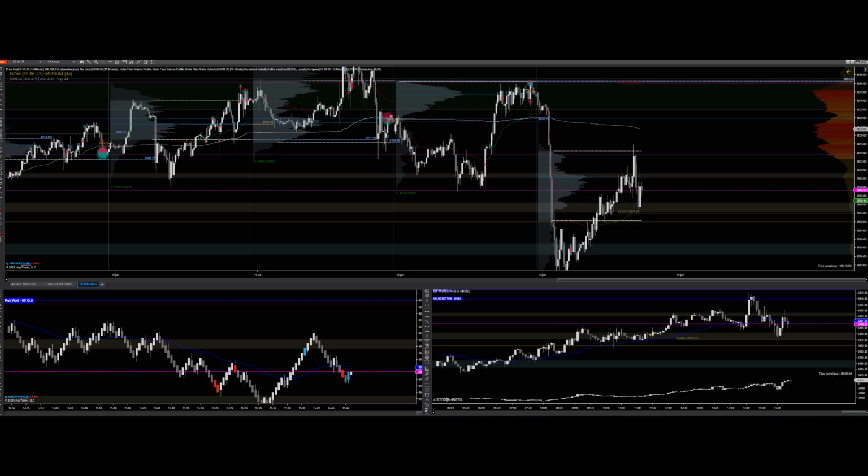I do believe if we do not hold this 5990 area, which has a lot of buyers here, also a retest of VOMA, let's see how this goes. I might step long again unless we go like 10 points lower from here.